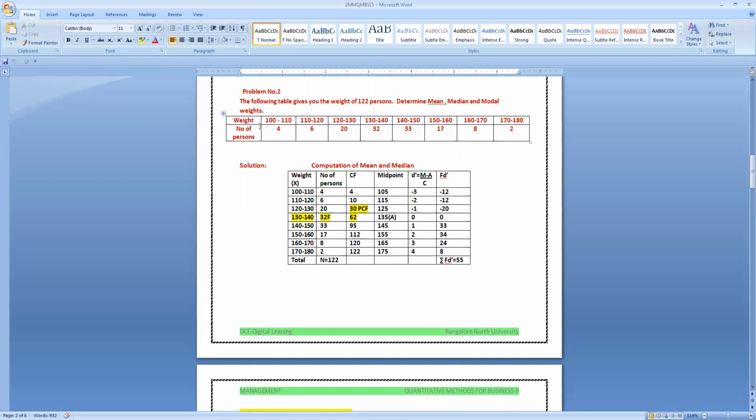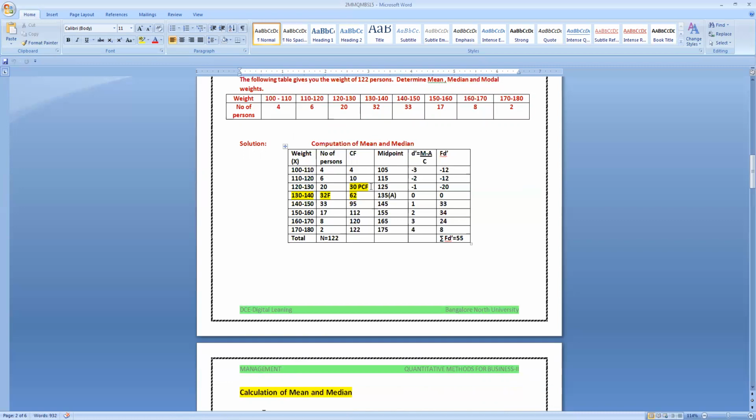So the weight here is given in class intervals, in the form of the exclusive method: 100 to 110, 110 to 120, 120 to 130, 130 to 140, 140 to 150, 150 to 160, 160 to 170 and 170 to 180. And also they have given the number of persons, that is the f value: 4, 6, 20, 32, 33, 17, 8 and 2. Let us first go for the computation of mean and median.